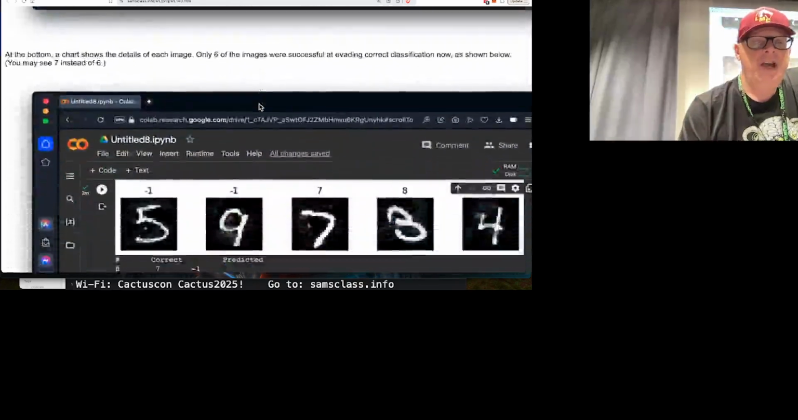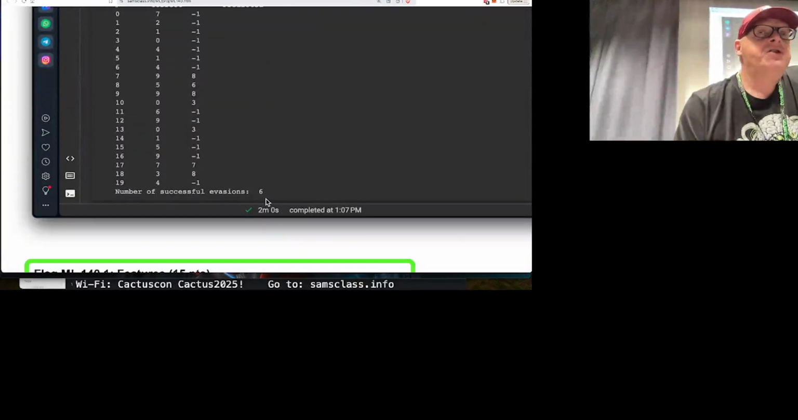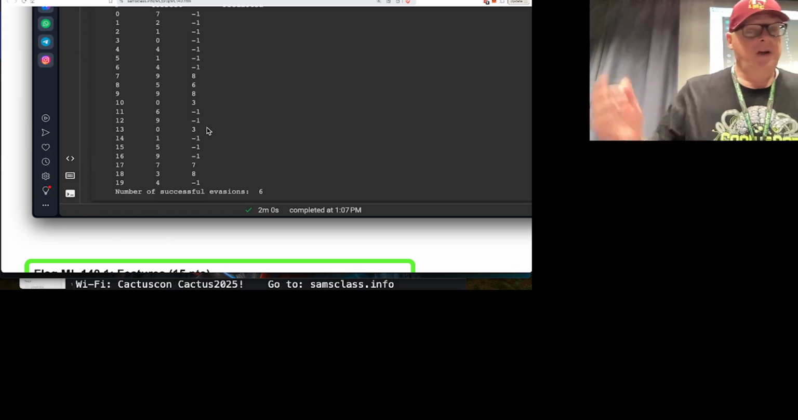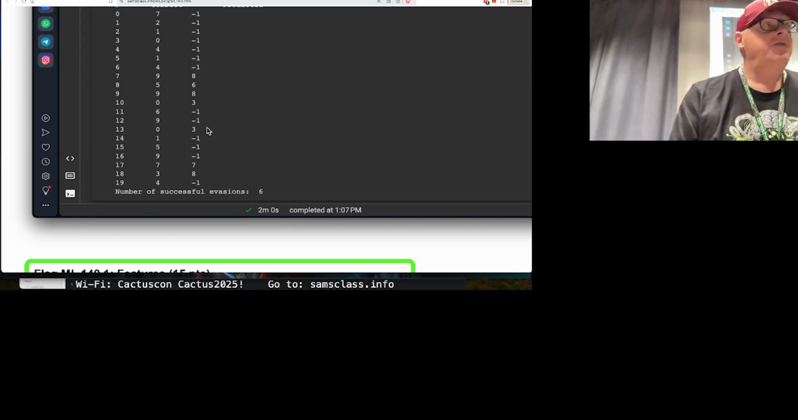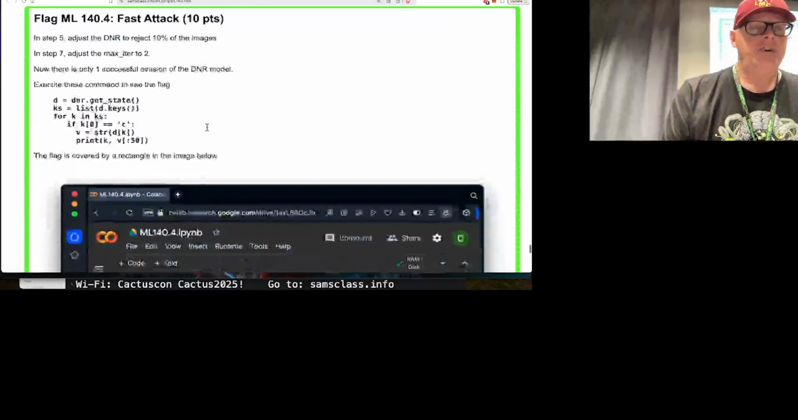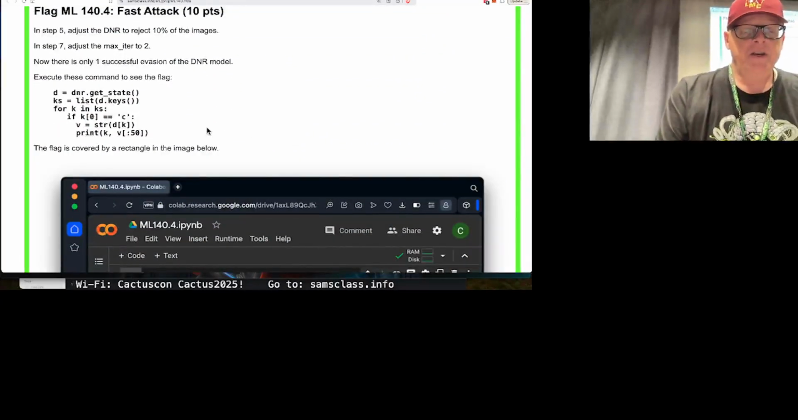So the end result is now you only have 6 successful evasions instead of 20. The rest, it correctly identified as obviously evil images. These images have been poisoned. These images are trying to fool me. I'm not going to take them. So that's the defense. That's one of the defenses we have so far. And you can play a lot of games here and get a lot of flags showing various versions of this.